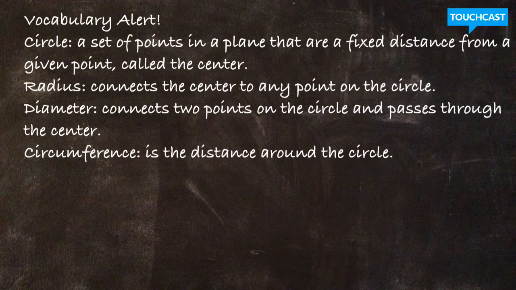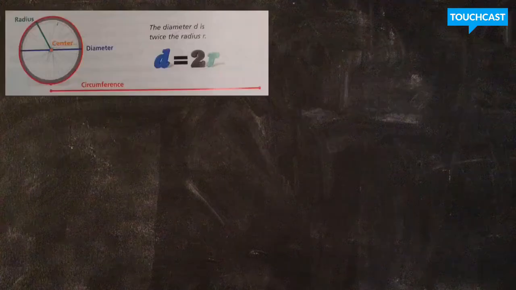Vocabulary alert. Our first vocab word of the day is circle, which is a set of points in a plane that are a fixed distance from a given point, which we call the center. We also have the radius, which connects the center to any point on the circle, the diameter, which connects 2 points on the circle and passes through the center, and the circumference, which is the distance around the circle.